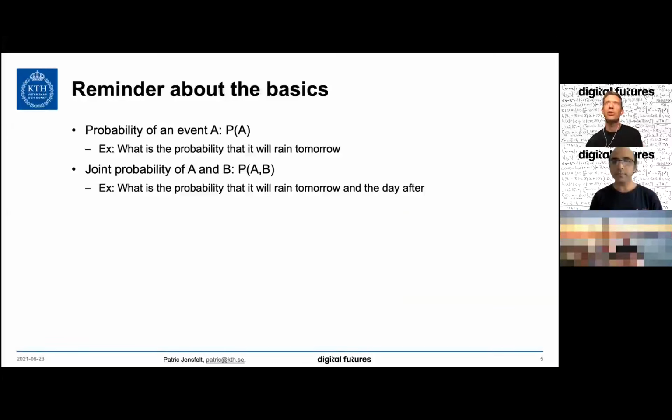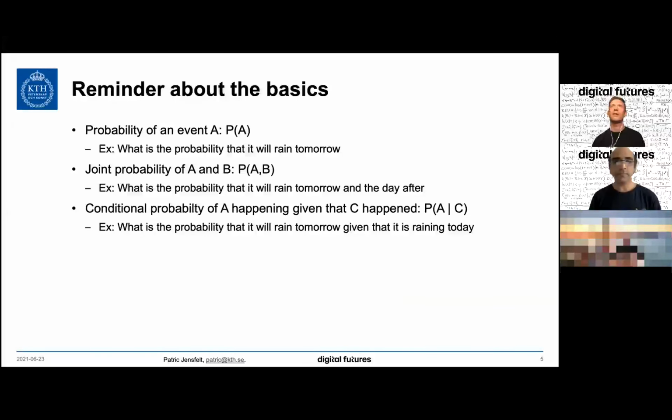We talk about conditional probability. So the probability that some event A happens given that C has happened. And if we go back to the weather example, it would be maybe that, let's say that it's raining today, which would be event C here. Then using that information, what can we say about the weather tomorrow? Will it rain or not?